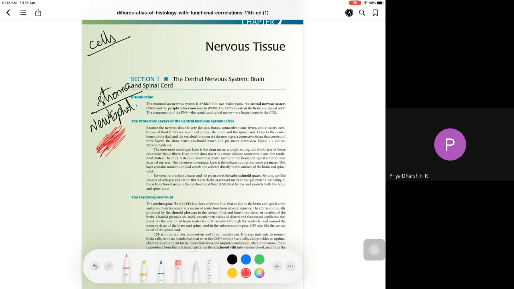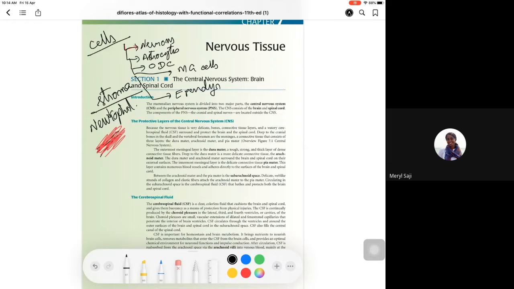One is motor neuron cells, neuronal cells or neurons. Second is astrocytes. Third is oligodendrocytes. Fourth is microglial cells. And what are microglial cells, Meryl? The macrophages, sir. Super. Microglial cells, and lastly ependymal cells. These are all the 5 cells you have to remember in neural tissue.